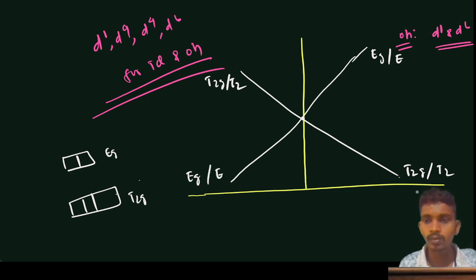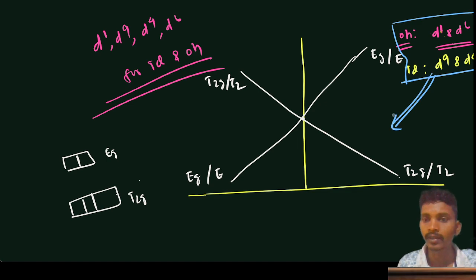So you can remember it by starting from here. For D1 and D6 octahedral, if you remember this, then tetrahedral is just the opposite. The opposite of D1 is D9, and the opposite of D6 is D4. The transitions will always occur like this, from T2g to Eg for octahedral, and if tetrahedral, then T2 to E. So the transition is always from here to here only.